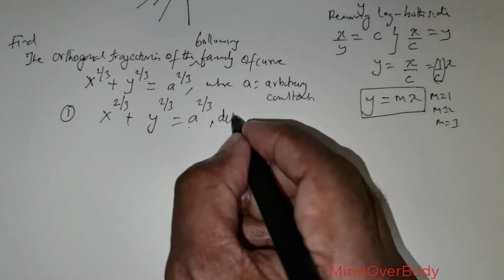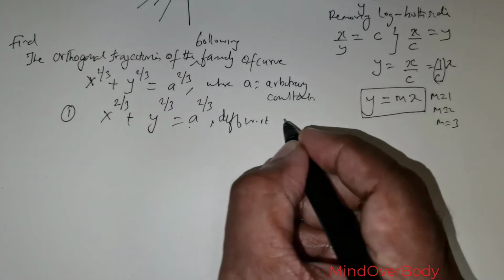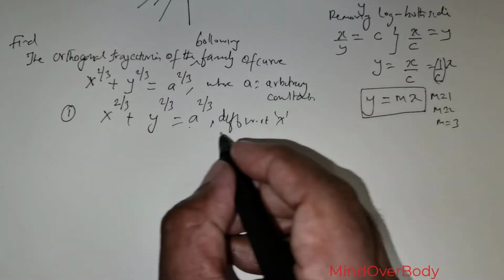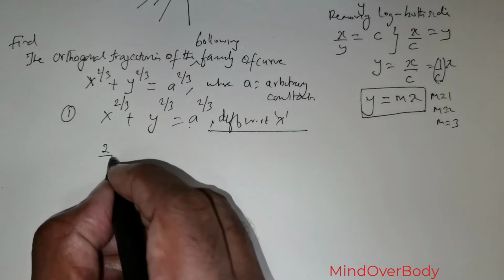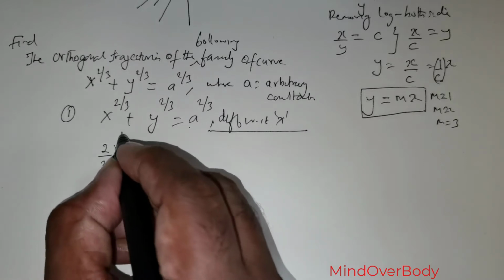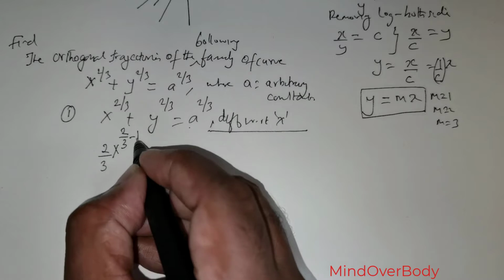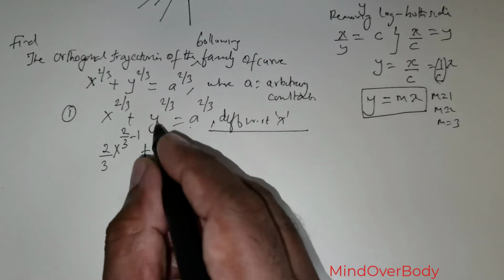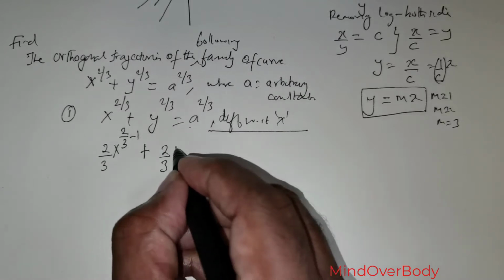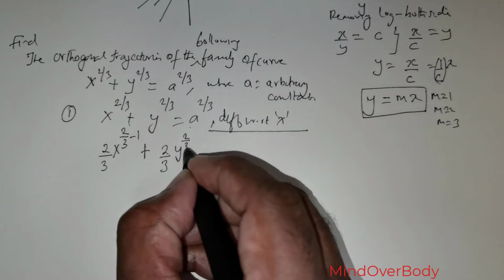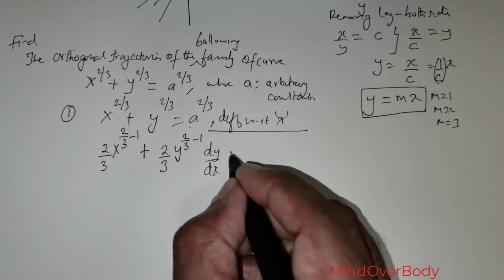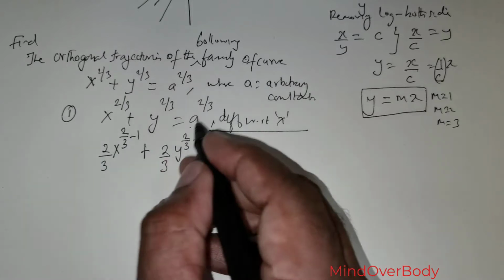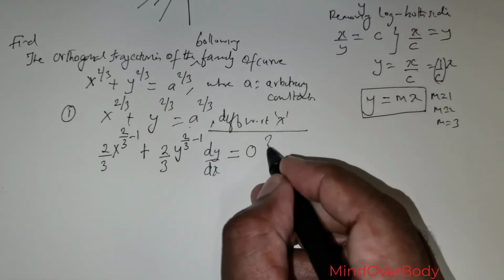So we will have to differentiate this with respect to x both sides once. So differentiation of x raised to the power of 2 over 3 is going to be 2 over 3 times x raised to the power of 2 over 3 minus 1, plus y raised to the power of 2 over 3 gives 2 over 3 times y raised to the power of 2 over 3 minus 1 times the differentiation of y, dy over dx. a raised to the power of 2 over 3 gives me 0.